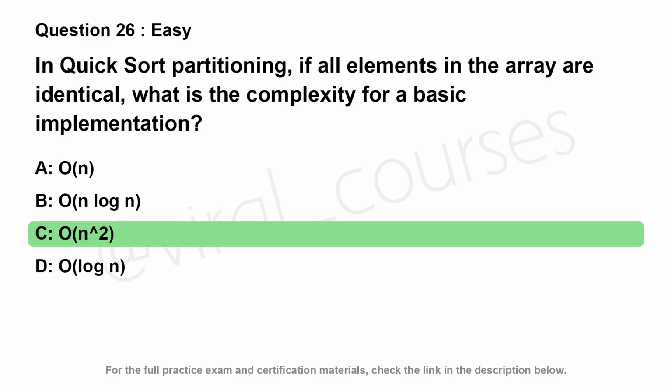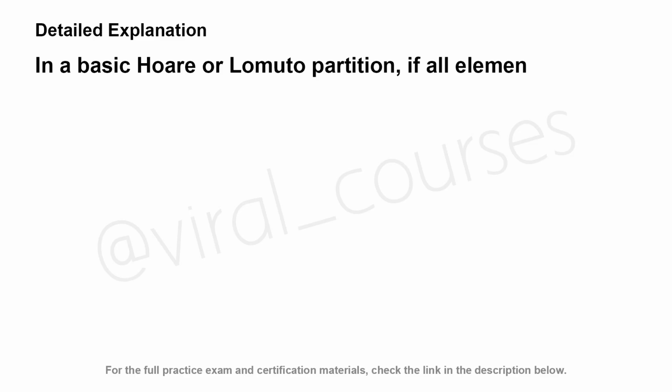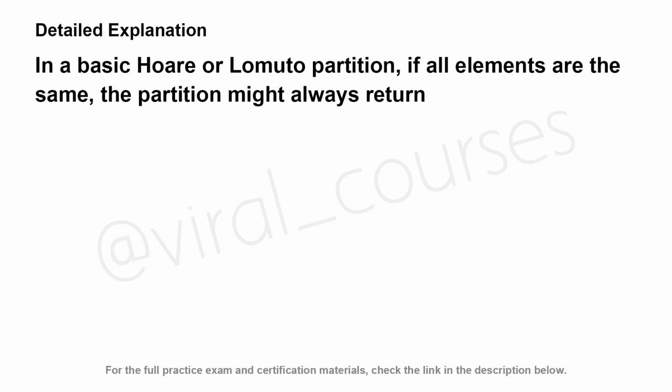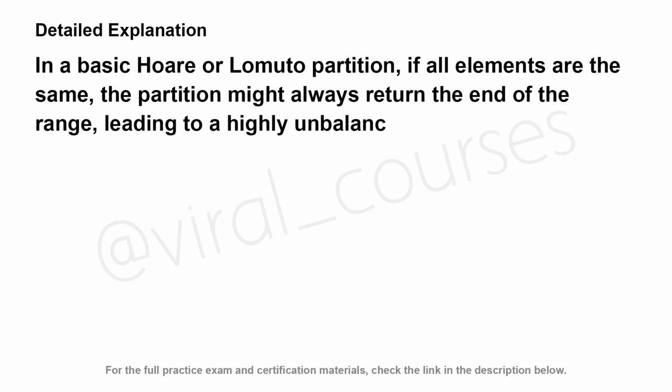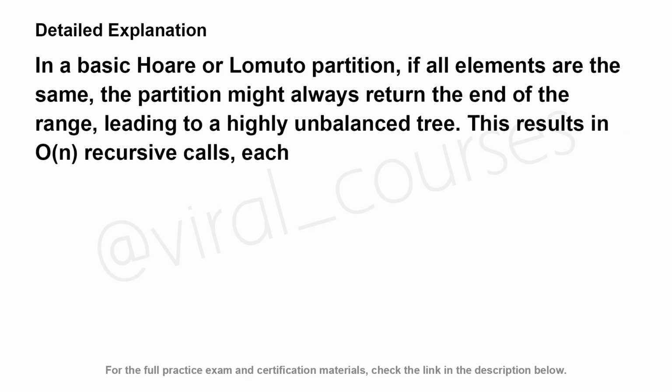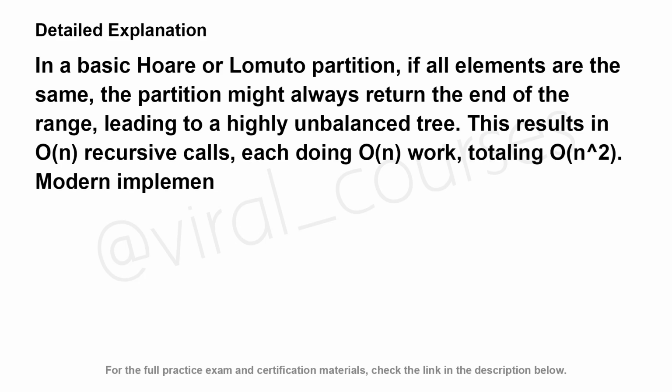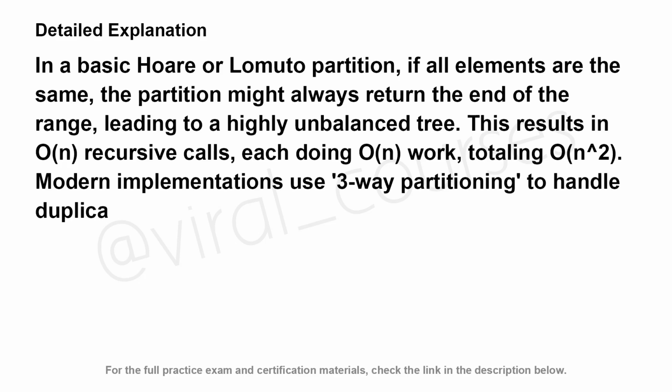The correct answer is C. In a basic Hoare or Lomuto partition, if all elements are the same, the partition might always return the end of the range, leading to a highly unbalanced tree. This results in O(n) recursive calls, each doing O(n) work, totaling O(n squared). Modern implementations use three-way partitioning to handle duplicate keys in O(n) time.